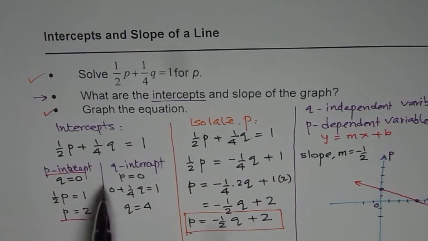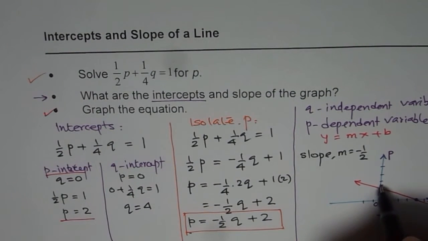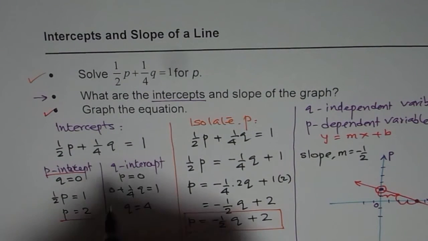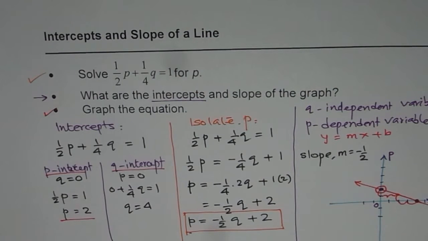You could graph using intercepts as we did. You could also graph using slope and intercept. Now we have an equation in slope intercept form. It says 2 is your y-intercept, which is here, 2, and the slope is minus 1/2. That means minus 1, go down 1 unit, 2 units to the right, and you get this point. Then again you can go down 1 unit, 2 units to the right, and you get the next point. Joining these points, we get our line. So you could use slope and intercept form to sketch your line, or you could use the intercepts which we calculated earlier to sketch your graph, right?